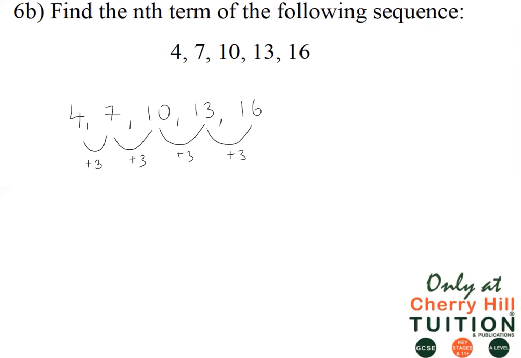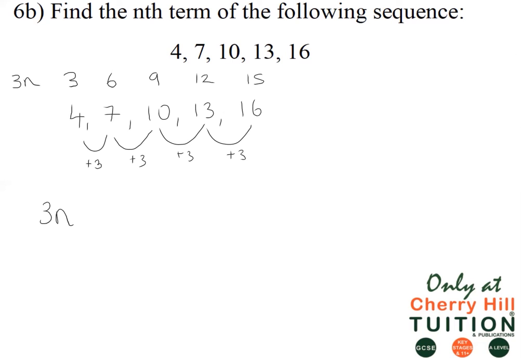What this means is that this sequence is related to the 3 times tables. So we get 3n. So let's write down the 3 times tables. We have 3, 6, 9, 12, 15. As you can see, the first row does not match the second row. This means that our nth term cannot just be 3n.